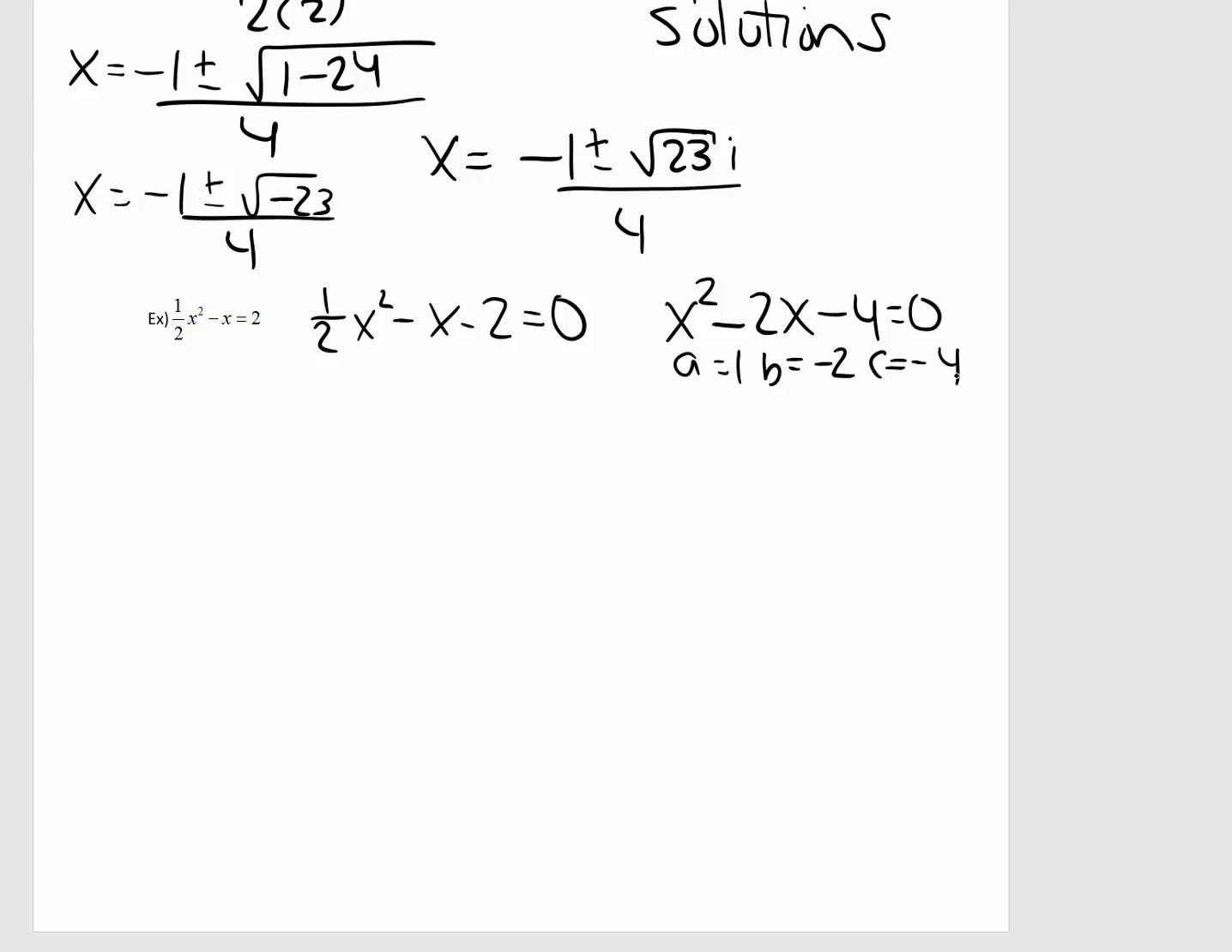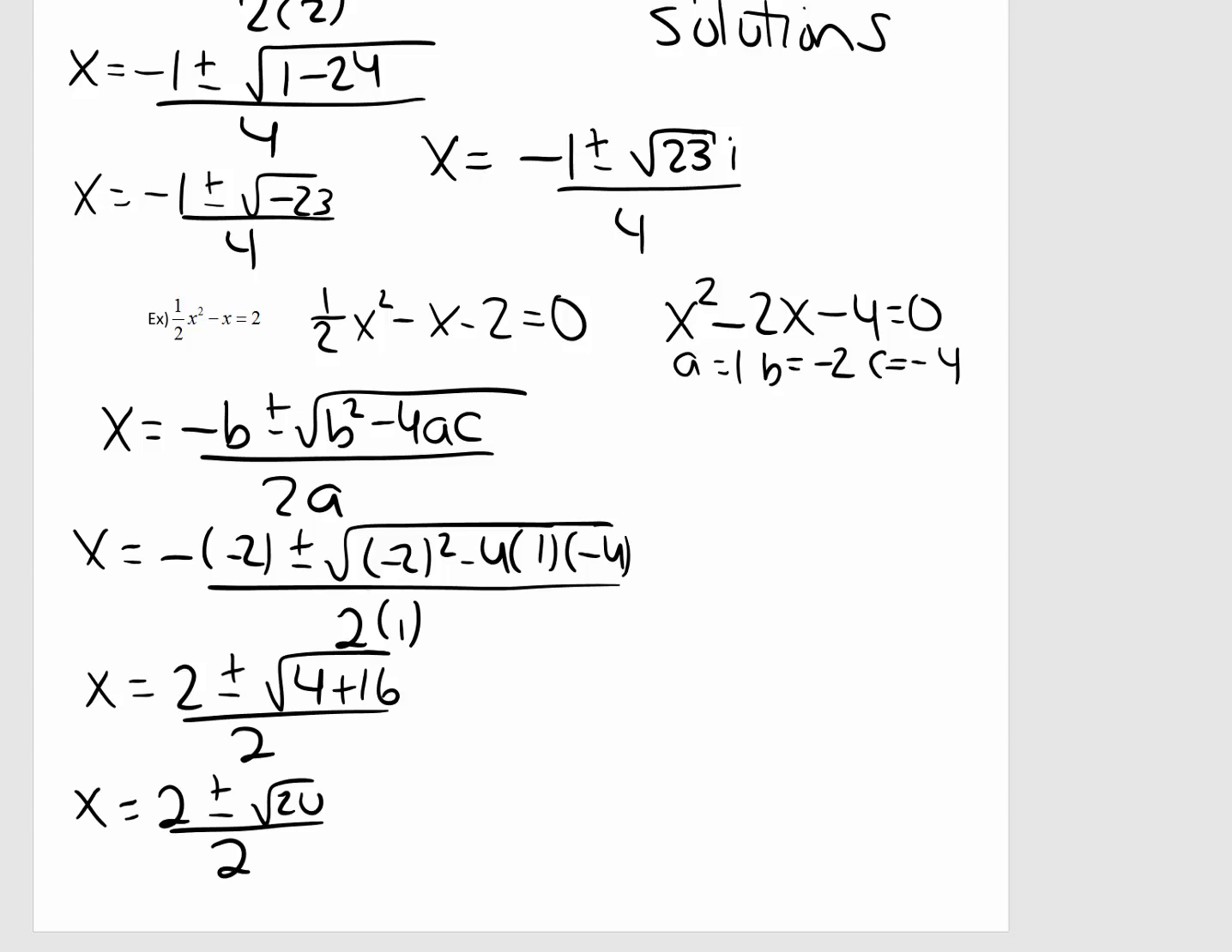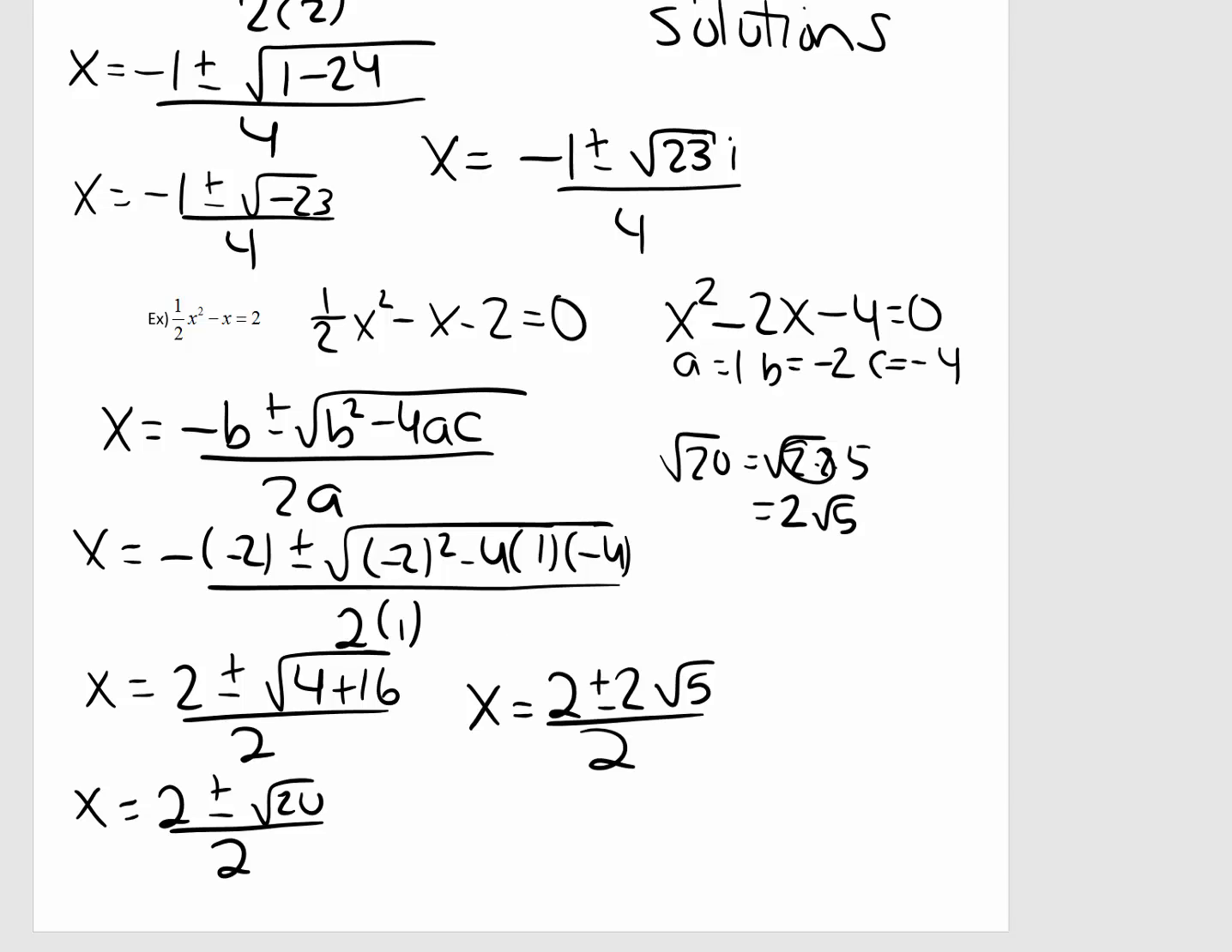So I'm going to write out the quadratic formula and substitute in for a, b, and c. Okay, so let's simplify. Now, I can pull out perfect roots of the square root of 20. The square root of 20 is the same thing as 2 times the square root of 5. Now, notice every single term has a factor of 2 I can divide out. So this is the same thing as 1 plus or minus the square root of 5. So the discriminant is 20.